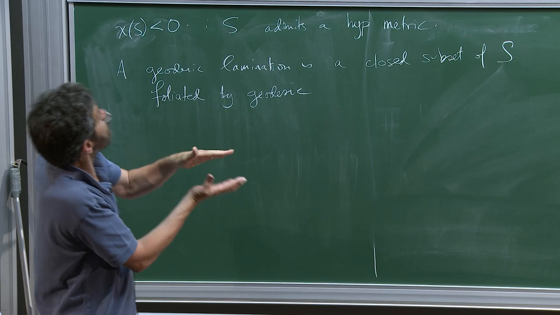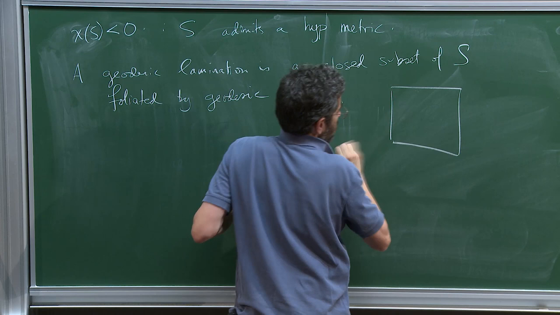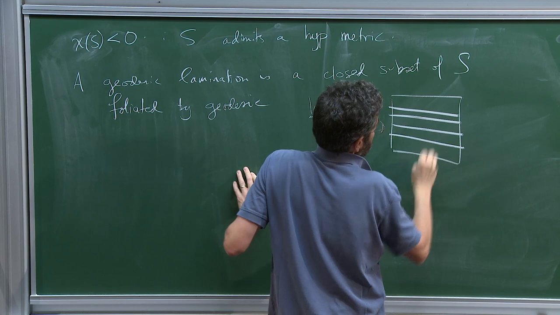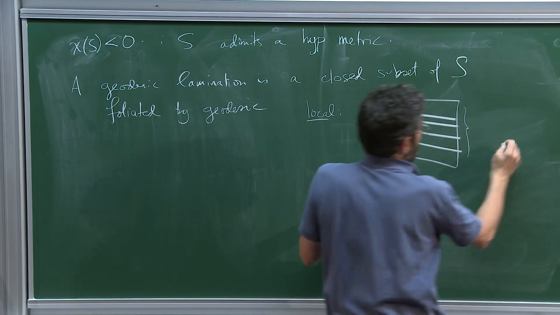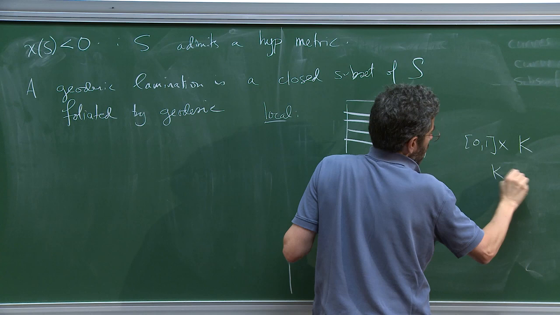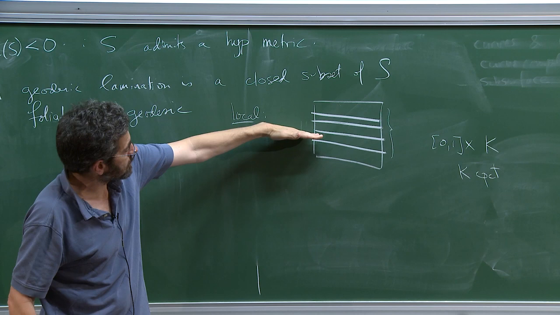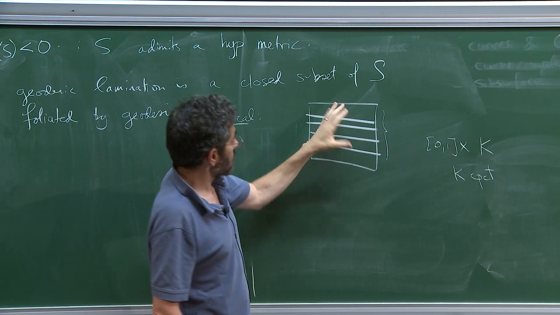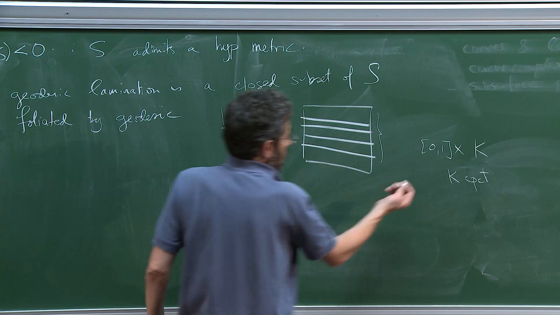But it doesn't fill the entire surface, so that the local picture looks like a product. There's a bunch of lines, which are geodesic lines. And then there's some closed set here, which parameterizes the lines. So this really looks like, topologically, 0, 1 cross k, where k is some compact set. What can k be? Well, k could be discrete, and then this would just be a kind of finite collection of geodesic loops. Or k could actually be a Cantor set or something like that, or a couple of other possibilities. So some closed subset of the interval. Okay?